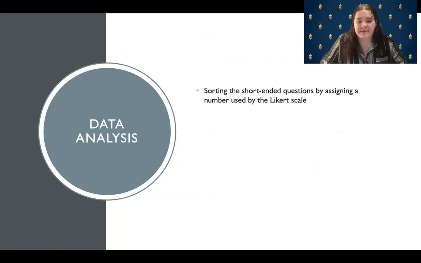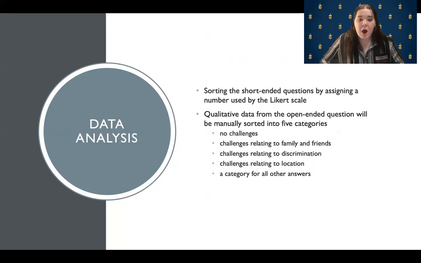So as for our data analysis, again, we're going to sort those short-ended questions by assigning a number using the Likert scale. Our qualitative data from the open-ended questions will be manually sorted into 5 categories based on keywords. 1, no challenges. 2, challenges relating to family and friends. 3, challenges relating to discrimination. 4, challenges relating to location. And 5, a category for all other answers. So the interview instrument is also planning to be critiqued by a corresponding institutional review board before the start of the study. We've had some professionals look at it, but I would like to point out that that is in motion.